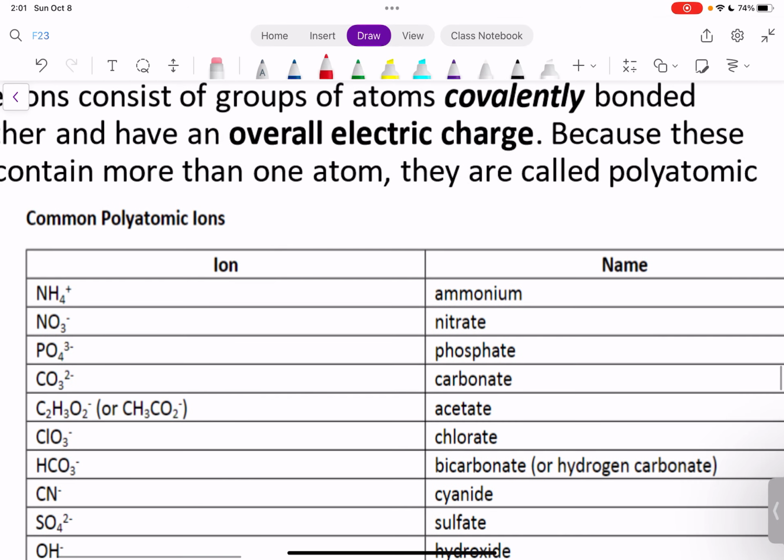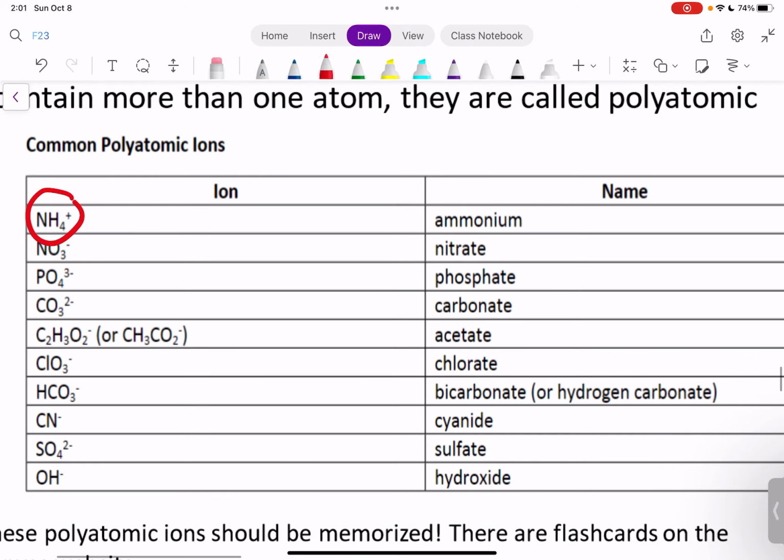looking here at this first one, we have NH4 plus, which is actually our only cation that's a polyatomic ion. And it's called ammonium. So it's one nitrogen bonded to 4 hydrogens, all with an overall charge of +1 or 1 plus. Okay, or just plus, right? If there's no number there, we just assume it's 1. So it's got an overall positive charge.